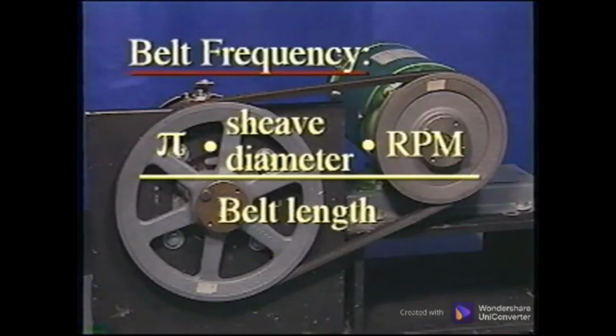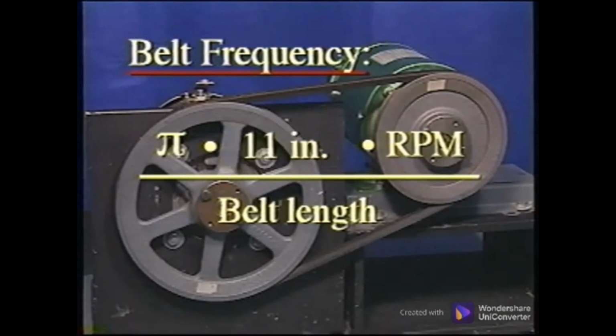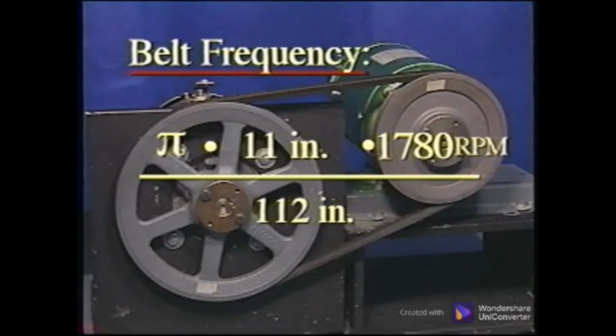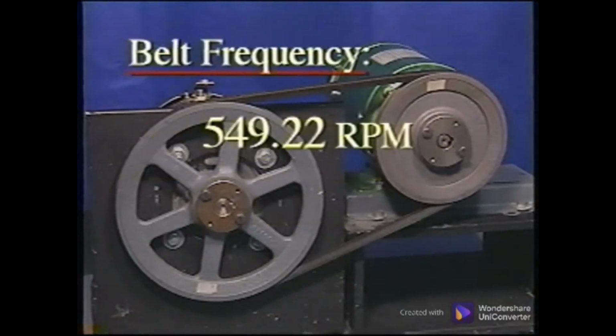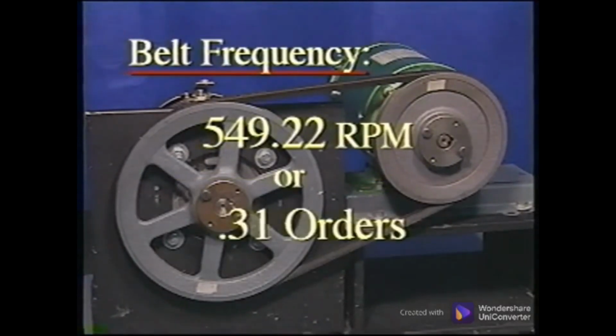An equation for calculating the belt frequency requires you to know the diameter of one sheave, the speed of that shaft, and the belt length. For example, an 11-inch sheave turns at a speed of 1780 RPM, and the belt length is about 112 inches. Running the equation yields a belt frequency of 549.22 RPM. This is about 0.31 orders of shaft turning speed.